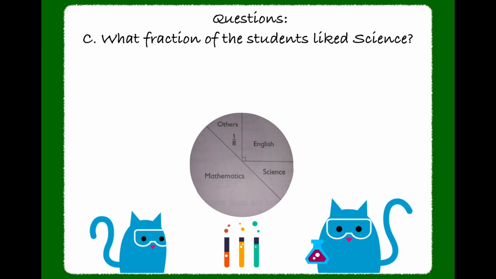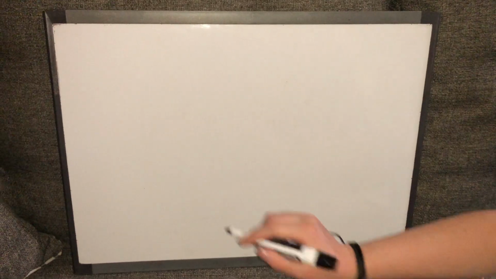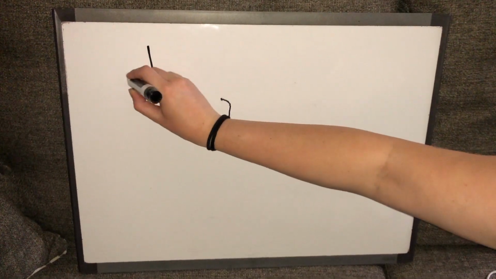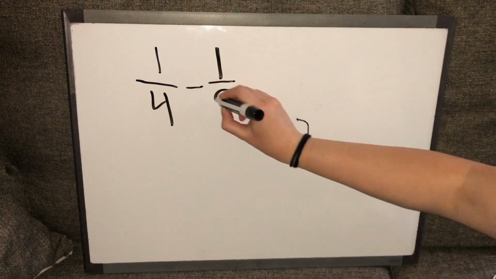Question C. What fraction of the students liked science? Half of the students liked mathematics best, so the other half liked one of the rest of the subjects best. Since 1/4 liked English best, that leaves 1/4 for others and science. We know that others is 1/8. Let's use this information to find science. If others and science are 1/4, we're going to subtract out others, which is 1/8.